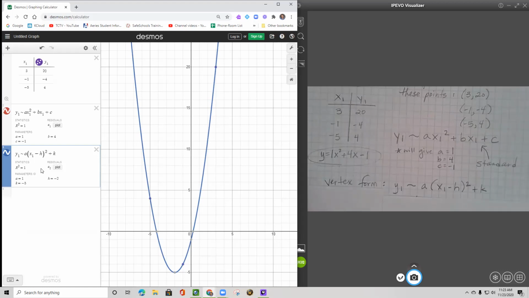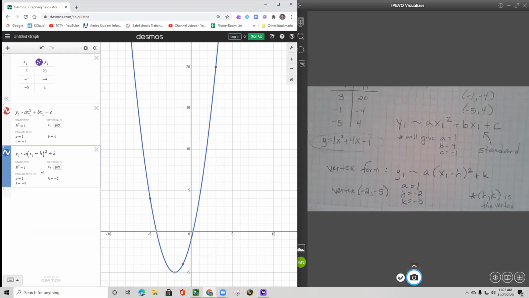And that's useful to have a vertex form equation because that way you can read from the equation what the vertex is. The vertex is h, k. Here, h is -2, k is -5. -2, -5 is my vertex. That's why we call that vertex form.